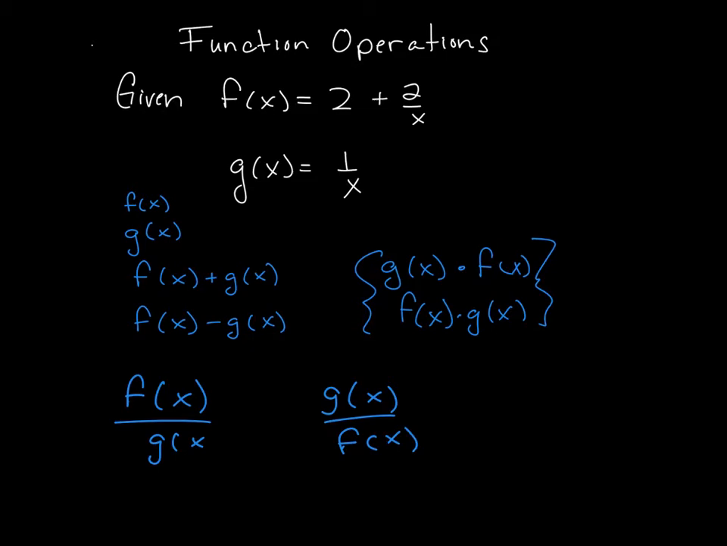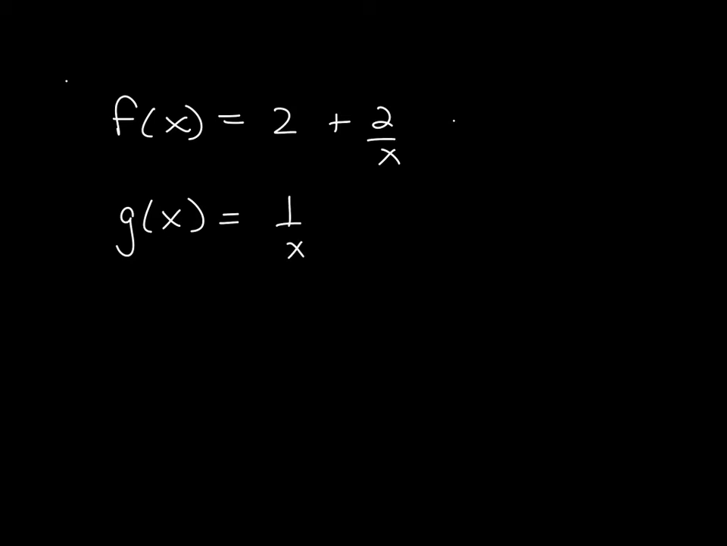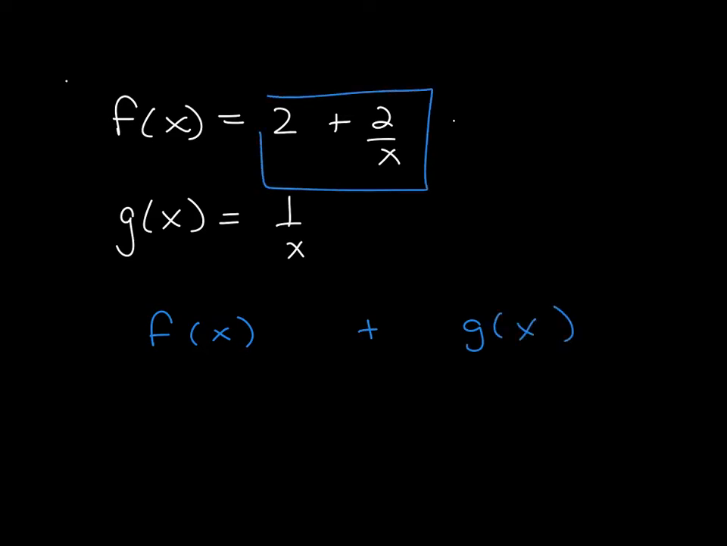So let's go ahead and do that operation with these. Go ahead and start by adding these two pieces together. So f of x, again, was just 2 plus 2 over x. And the g of x is equal to 1 over x. So I just want to add those together. And f of x just becomes 2 plus 2 over x. And then I add that to 1 over x.